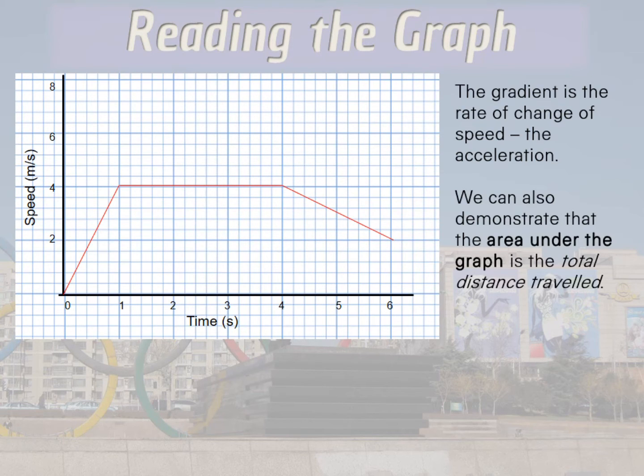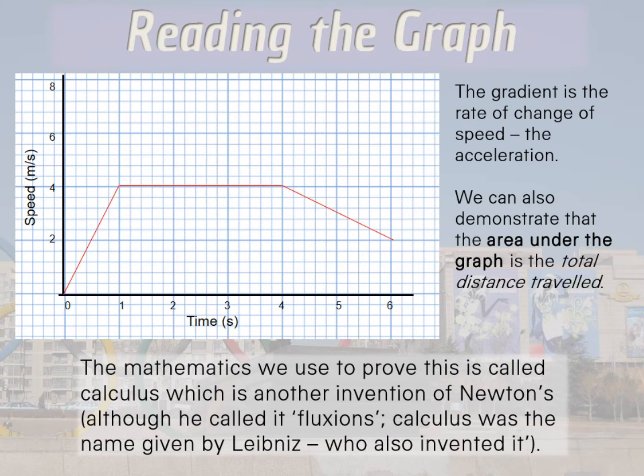We can further demonstrate that the area under the graph is the total distance traveled. And what do I mean by that? Well, if you imagine making a box 1 second along the time axis and up 1 meter per second on the speed axis, then you have a 1 by 1 box which represents 1 meter of traveled distance, and you can use that area to find the whole area under the graph in units. So it's a little bit more complicated than that, obviously, and the mathematics we use to prove this is called calculus, and this is something you'll come to in a later course.